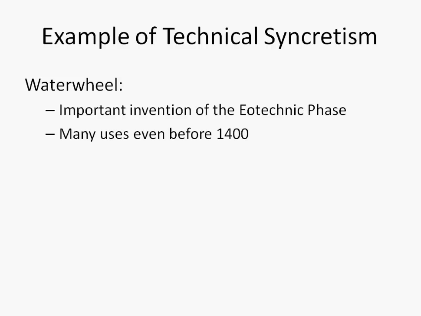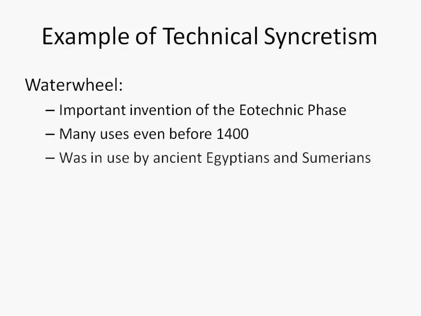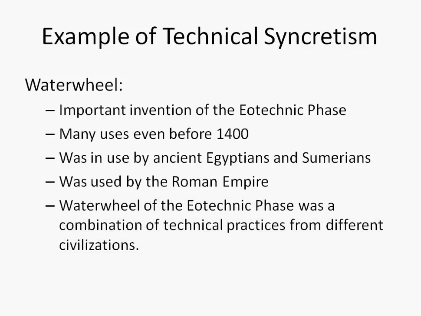And although we think of the water wheel perhaps as an invention that came into use during the Industrial Revolution, we know that it was used well before then. It was in use by ancient Egyptians and Sumerians. It was also used very widely by the Roman Empire. So the water wheel is a great example of a combination of technical practices from different civilizations, which really is our definition of technical syncretism.